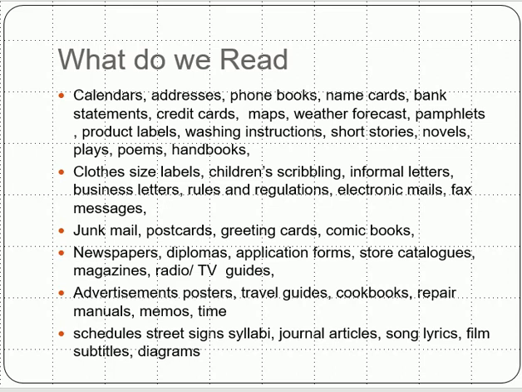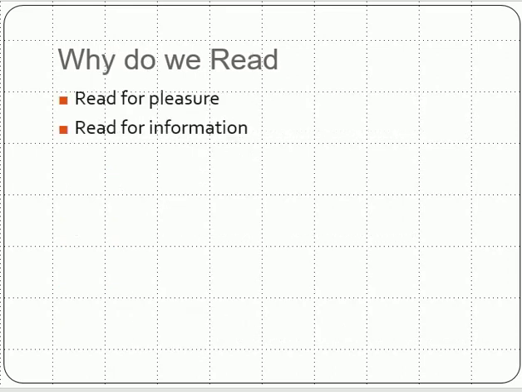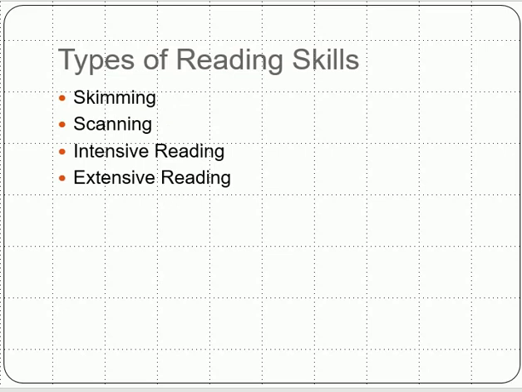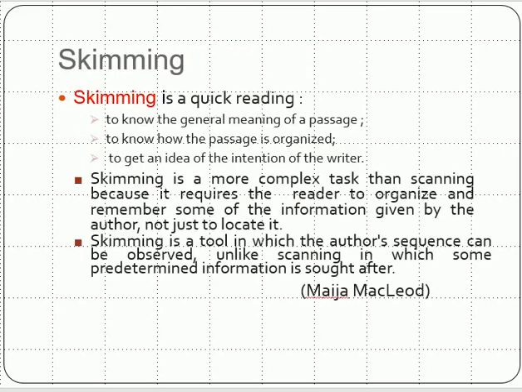So why do we read? In fact, we read for pleasure sometimes, and sometimes we read for the purpose of getting some specific information. So there are four major types of reading skills that we are going to discuss in this lesson. That is, the first one is skimming and the other is scanning, and then there is intensive reading and extensive reading. So let's move towards the next slide and look at the skimming.